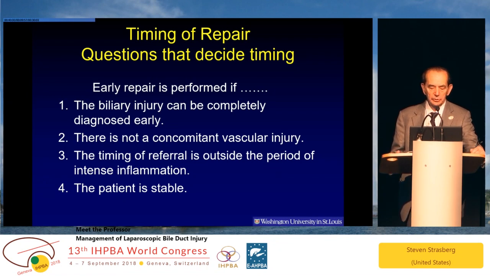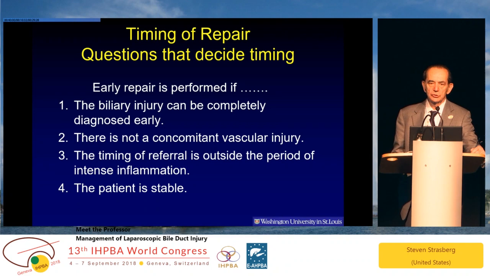You can't do a repair if you can't diagnose the injury. Many injuries are easily diagnosed. For instance, by MRCP, if you get a really good cholangiogram, and you see it's an E1 or an E2 injury, the common hepatic duct has been cut, you can see the right and left ducts, they seem to fill out the liver well, and the patient's referred on the same day or within 4 or 5 days, then you have the whole diagnosis and you can operate, provided there's not a concomitant vascular injury.